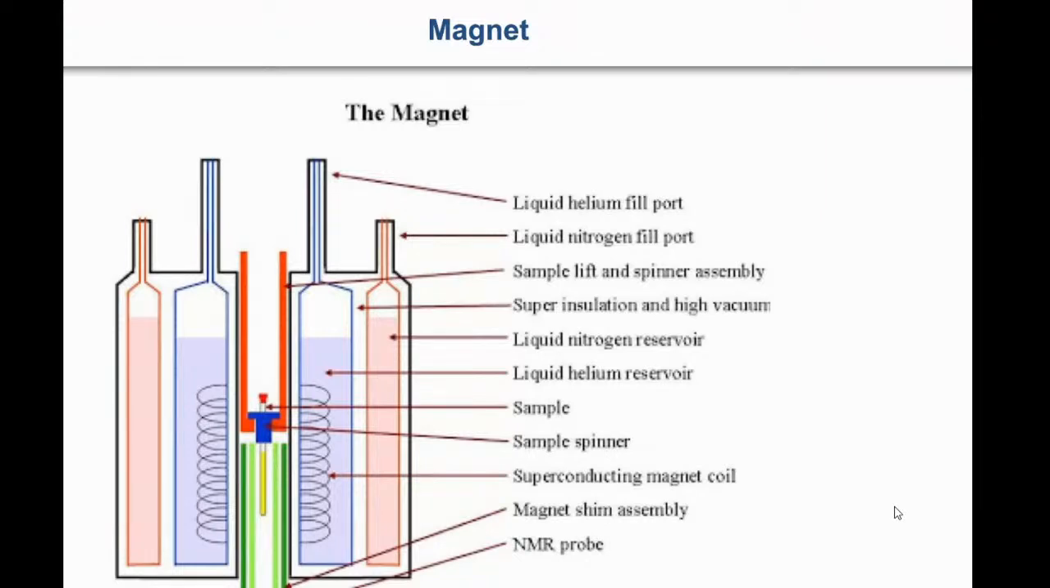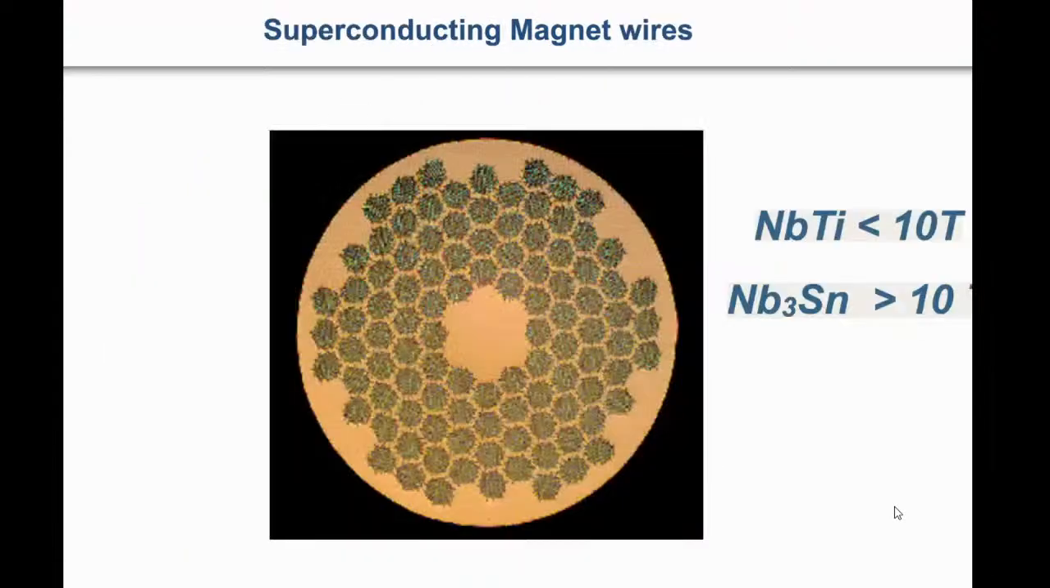The magnetic coil, the superconducting magnet which gives the B0 field, is in the liquid helium path. This coil, which is a solenoid, is made of niobium titanium alloy for less than 10 Tesla, which is most of the MRI magnets. For fields above 10 Tesla, it is mainly made of niobium tin alloy. Now there are also magnesium boron alloys coming up, which are less expensive, it seems, and very versatile superconducting wires.